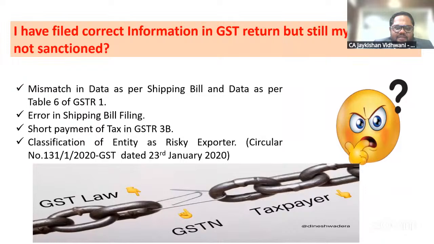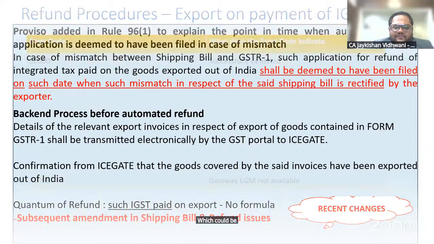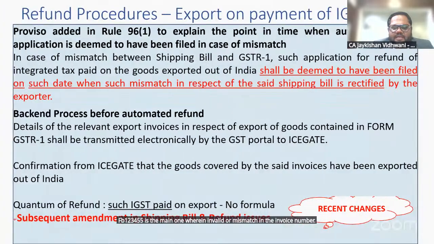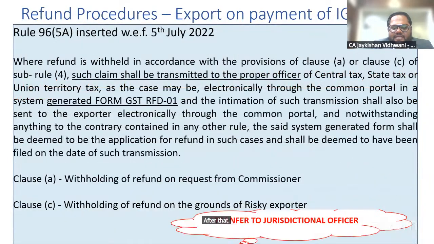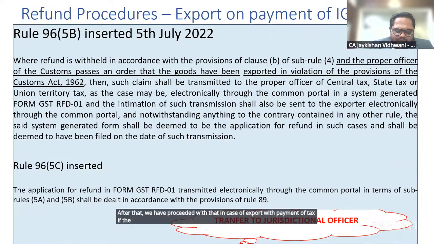Then we discussed the errors which could be delaying your refund in with payment, SB 1, 2, 3, 4, 5. SB 5 is the main one, wherein there is an invalid or mismatched invoice number. After that, we proceeded with the case of export with payment of tax: if the export proceeds are not realized within the period permitted by FEMA, then you need to refund the amount back to the government along with interest. And once the payment is received, you will get the refund.